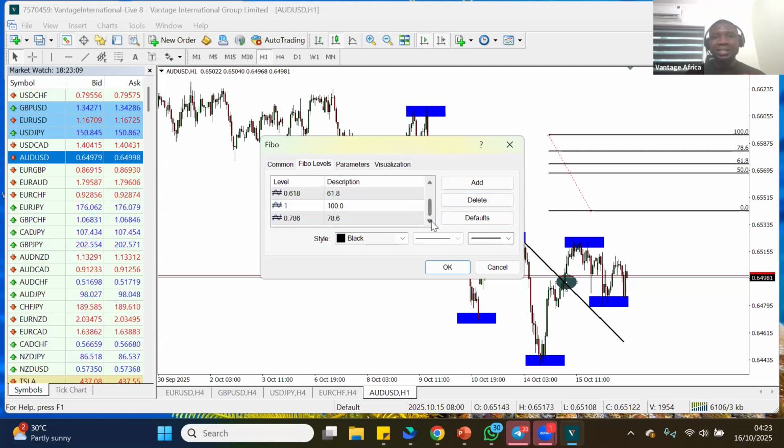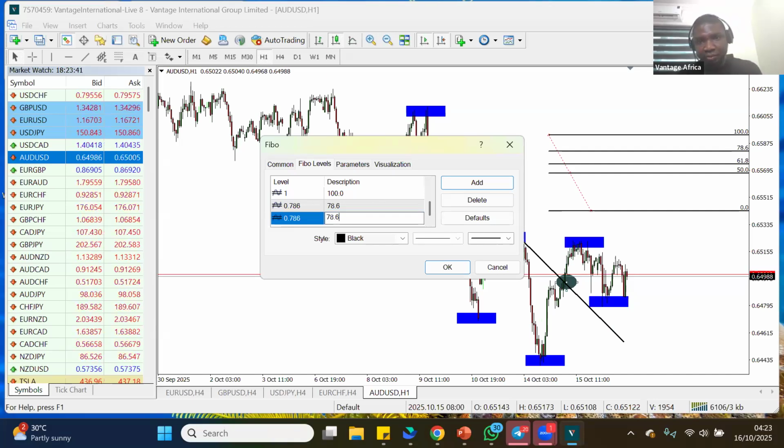Then to add the 78.6, all you need to do is use the add button. Click on the add button like this. Then you type 0.786 on the left-hand side because you're trying to add the 78.6. Then on the right hand, you double-click again, and then you type 78.6. So on the left-hand side, you put the decimal. On the right-hand side, there's no decimal. On the left-hand side, you have 0.786. On the right-hand side, you have 78.6.